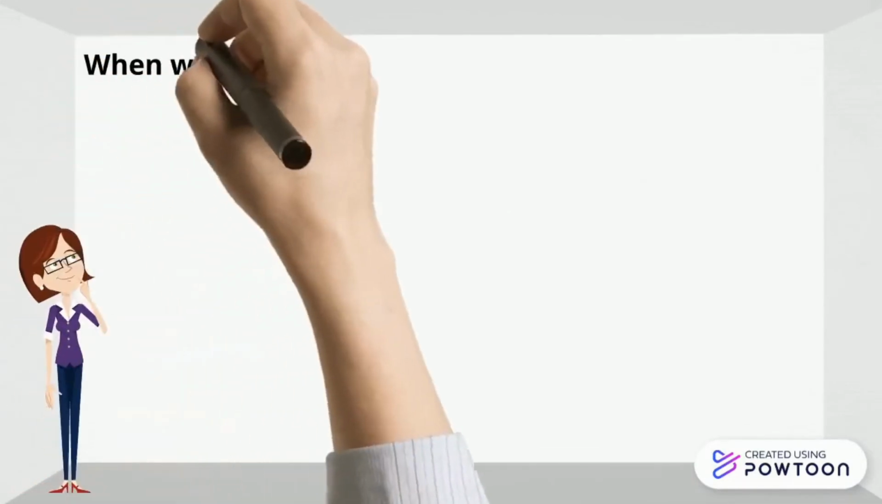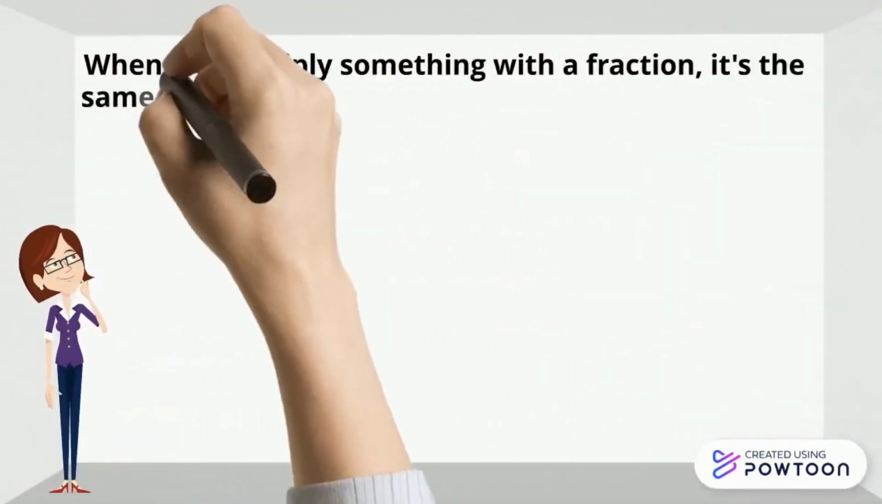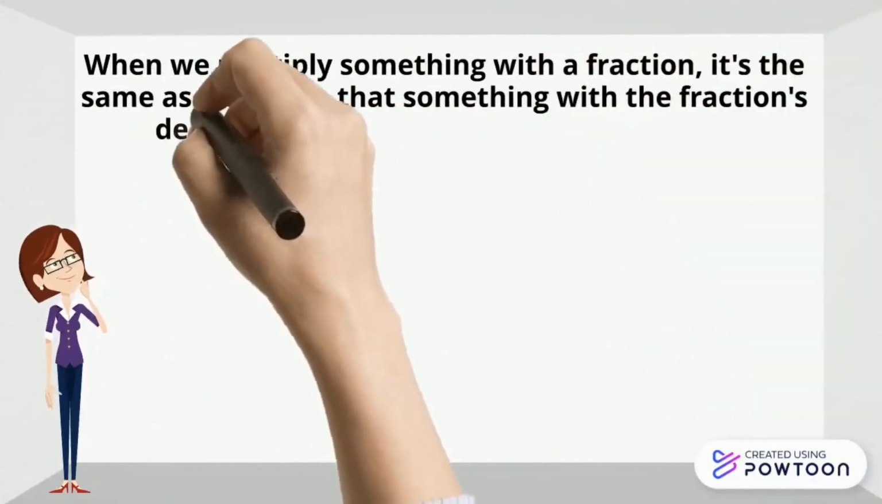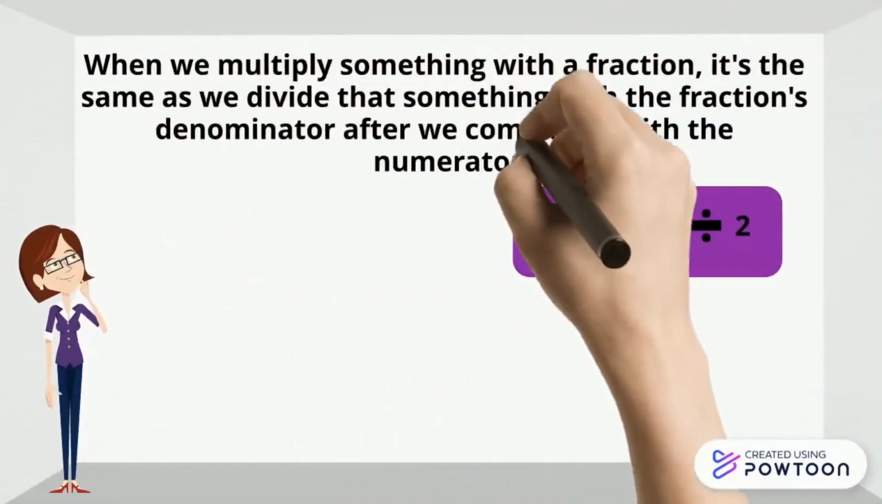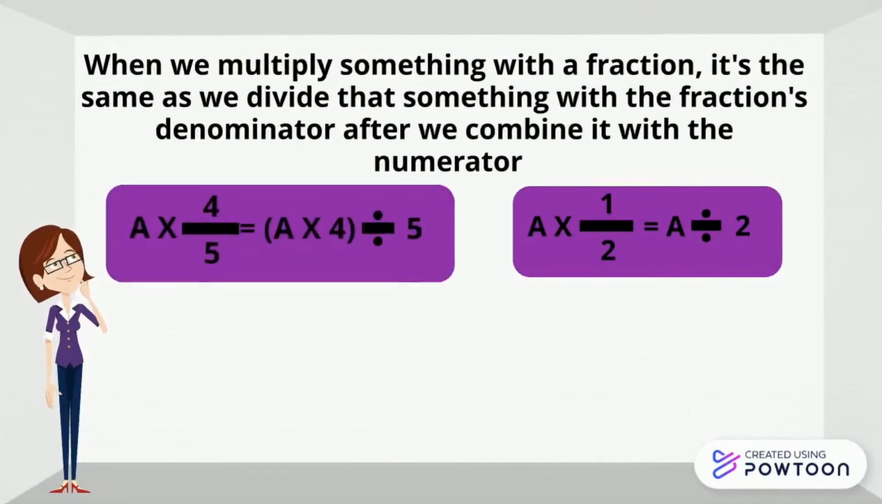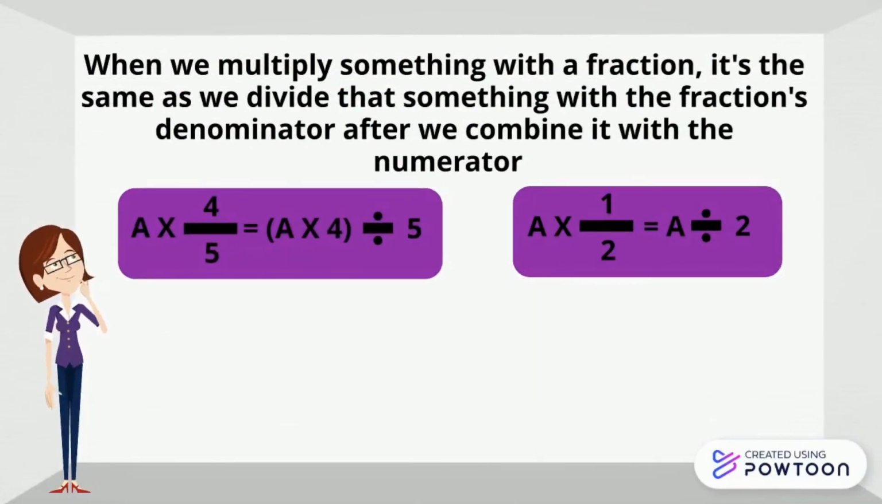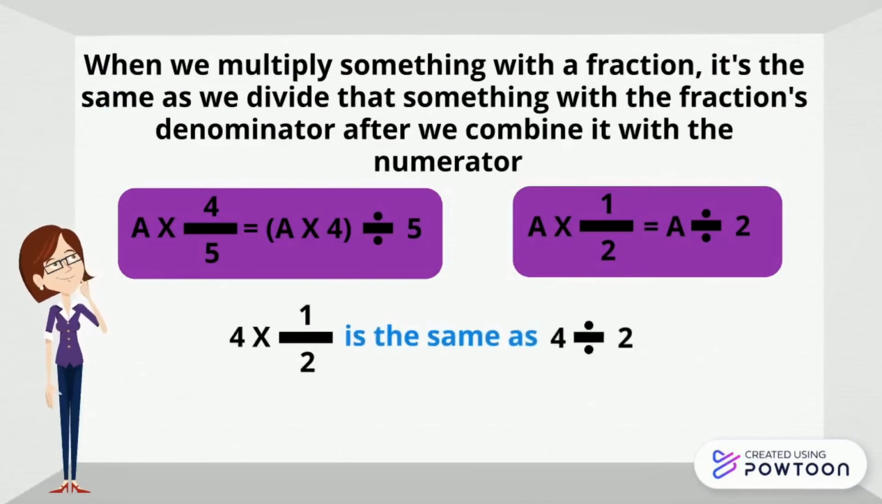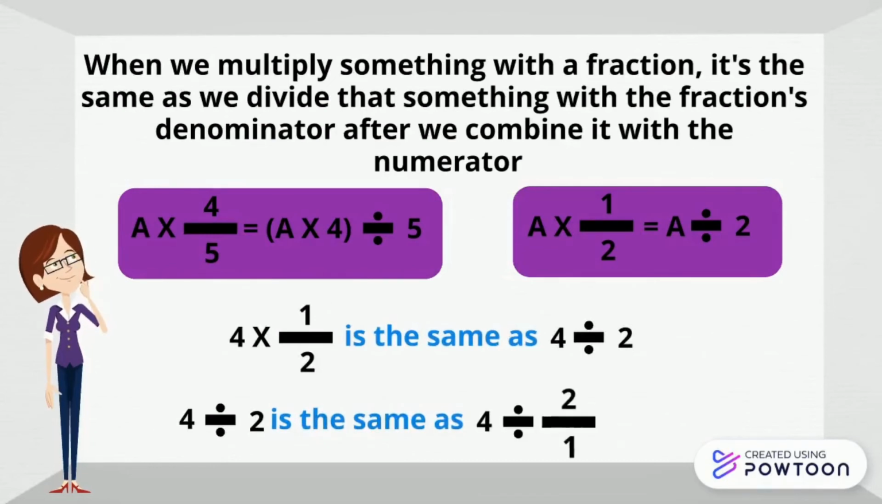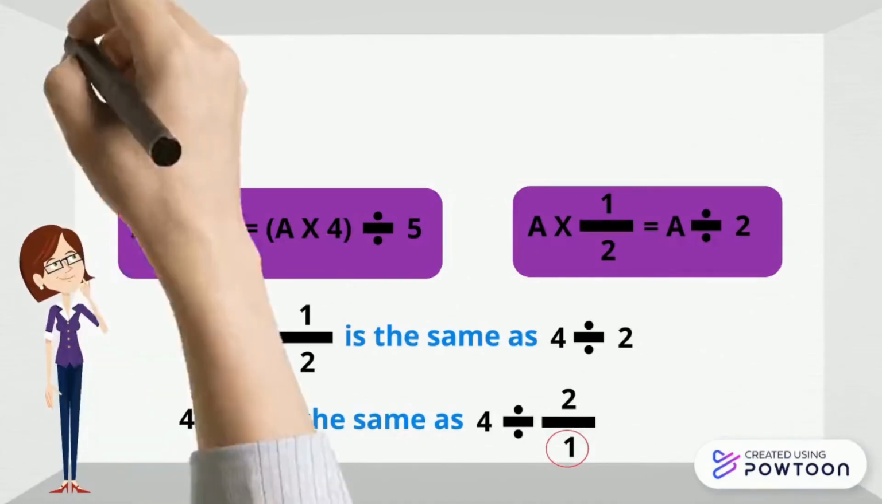That's why, when we multiply something with a fraction, it's the same as we divide that something with the fraction's denominator after we combine it with the numerator. For example, 4 times 1 over 2 is the same as 4 divided by 2, and 4 divided by 2 is the same as 4 over 1 divided by 2, because a whole number can be made into a fraction by putting a 1 as the denominator, because every number can be divided by 1.